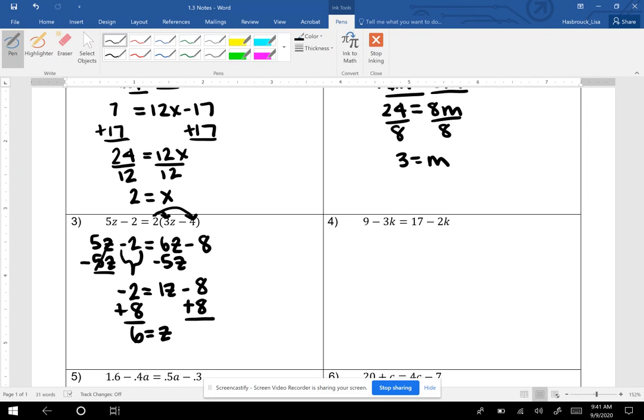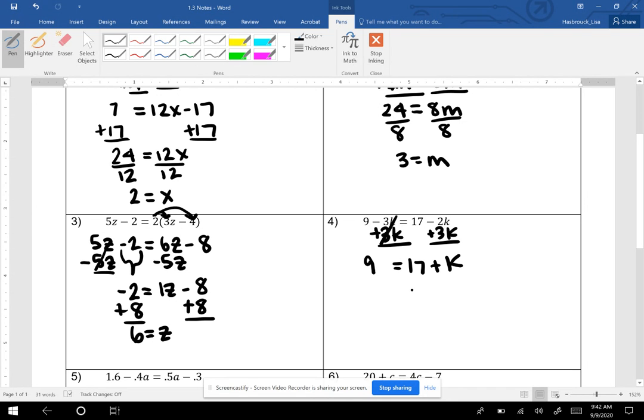For number 4, I'm going to move a variable first. I have 9 minus 3k equals 17 minus 2k. I am actually going to start by adding the 3k to each side first. I add it below that minus 2k. So on the left-hand side, I bring down my 9. The k's cancel out, equals 17. Negative 2k plus 3k is a 1k.